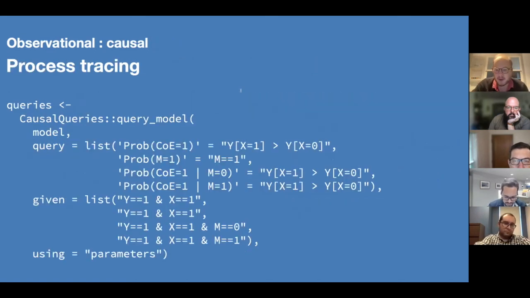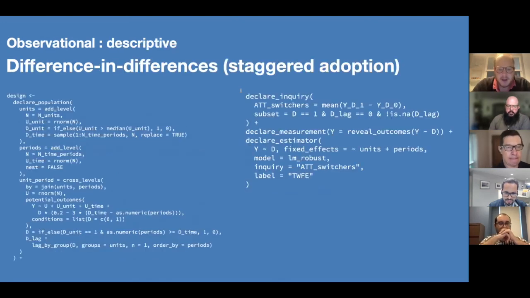We have an example of qualitative process tracing that uses McCartan's causal queries package. Here you're setting up a bunch of information about your priors, about what kinds of evidence are going to obtain under different circumstances. A range of difference in difference designs that can help to assess all of the difference in difference innovations that have come out in the last couple of years.